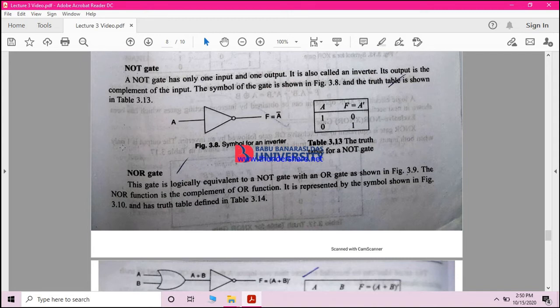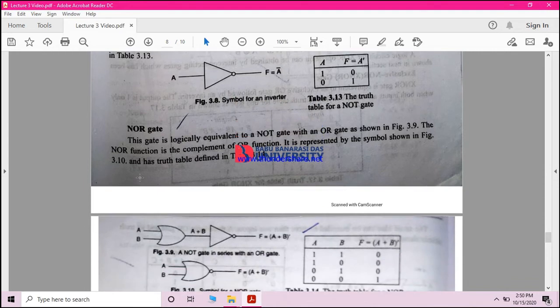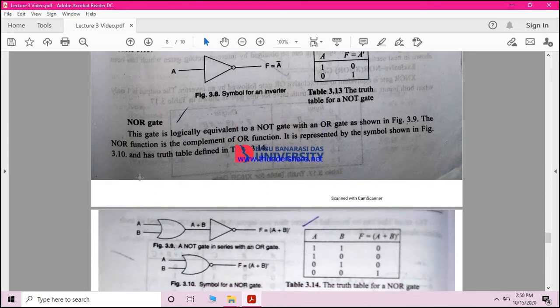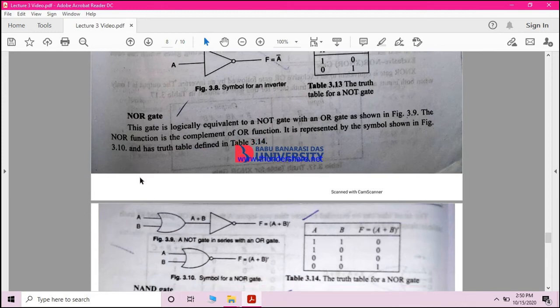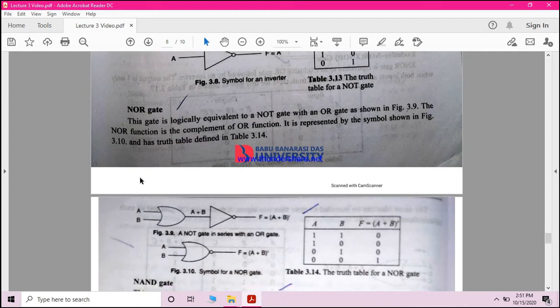What is a NOR gate? So basically it is a combination of NOT and OR. Your truth table will be complemented. Whatever was your truth table for the OR gate, it will get complemented. This gate is logically equivalent to a NOT gate with an OR gate. When you combine a NOT with an OR, it is called a NOR gate. The NOR function is the complementation of the OR function. It is represented by the symbol shown in the figure.